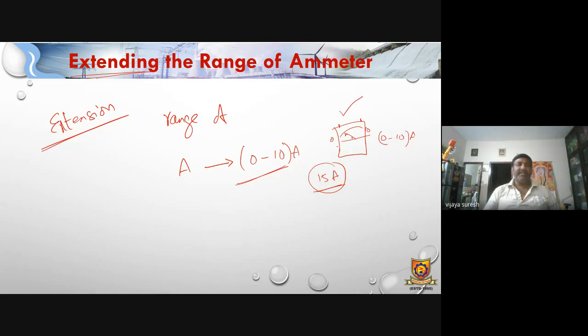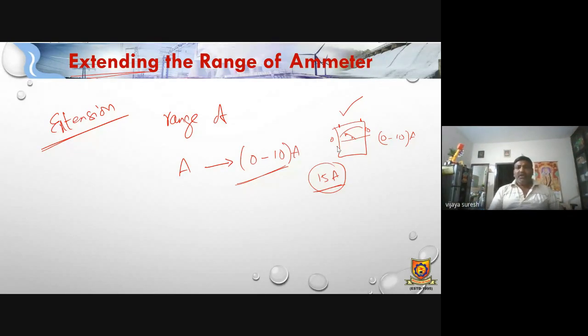Let it be whether it is MI type or MC type, whether you are going to measure AC or DC, that is all secondary. I have given you 15 amps of input current, and the ammeter is of 0 to 10 amps range. It will measure up to 10 amps. Beyond 10 amps, I am giving the input as 15 amps. Then is it possible to measure with the help of this ammeter?